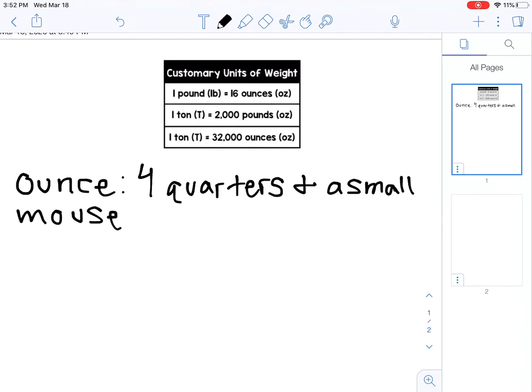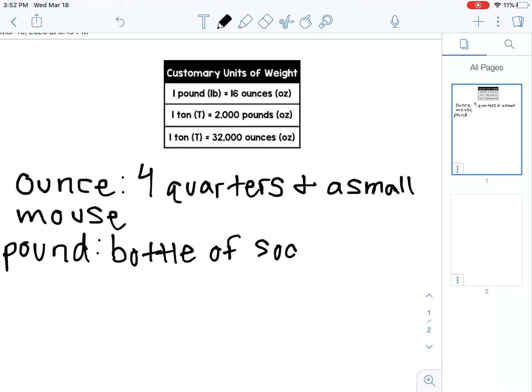Remember, as I'm writing things down on my notepad, I'm hoping you're doing the same in your math notebook and taking awesome notes. Let's remember what they said about what weighed about a pound. I remember the girl said, bottle of soda. And then finally, a ton was a car.